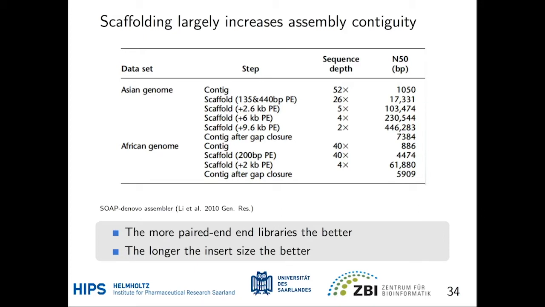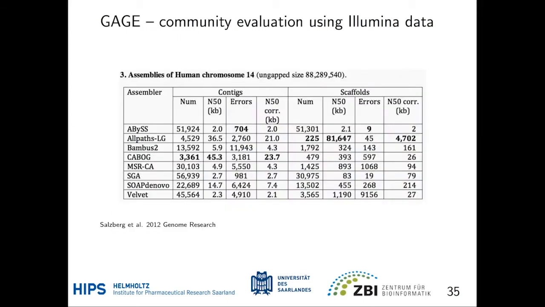The more paired-end reads we use, the better. And also what one can see here is that the longer the insert size in the paired-end read is, the better. Different assembly algorithms and assembler tools have been compared by independent groups, for example, in the GAGE community experiment. You can see that none of the assembly algorithms is the best.